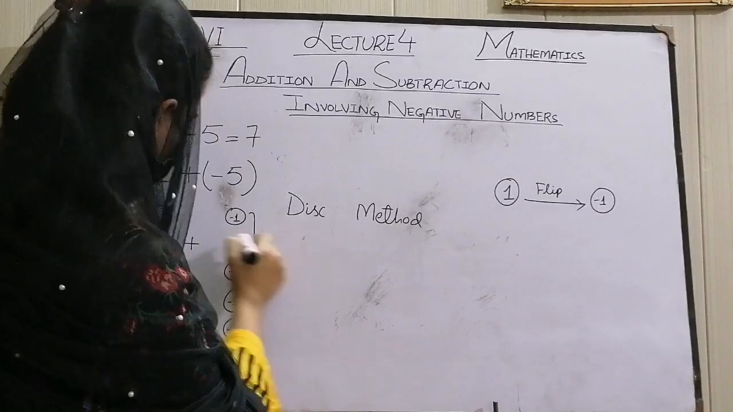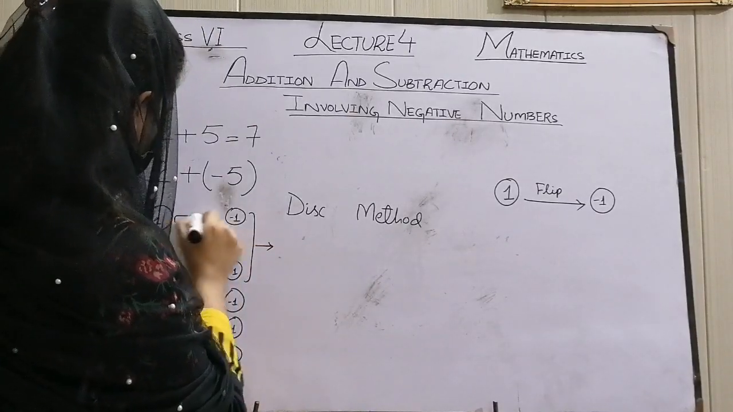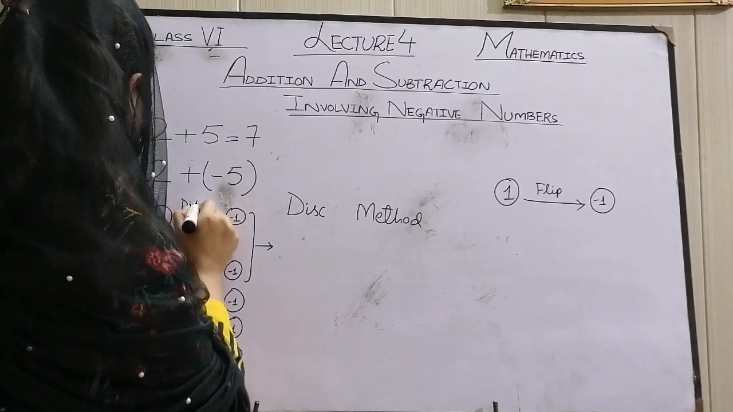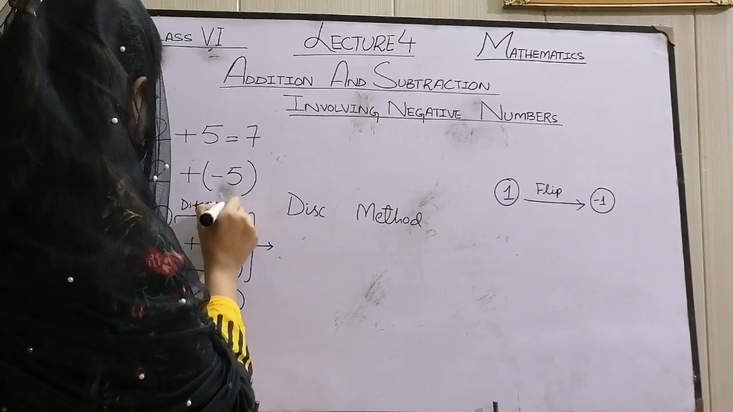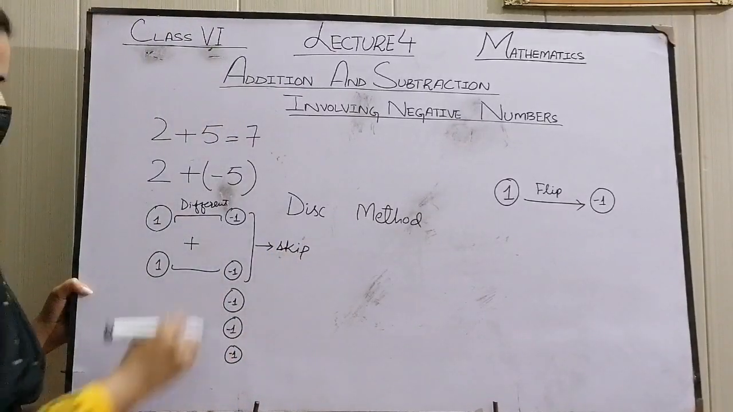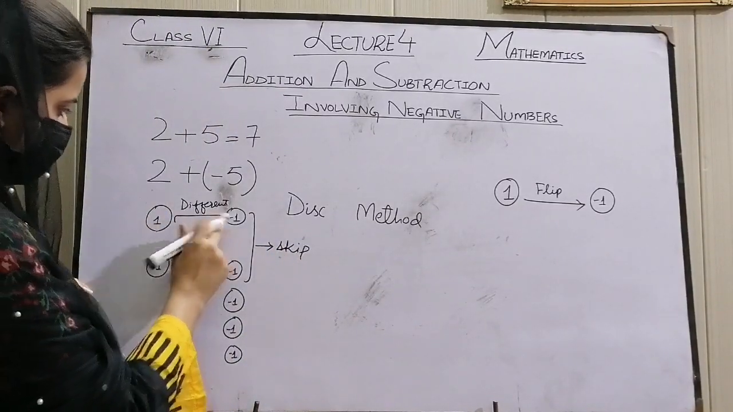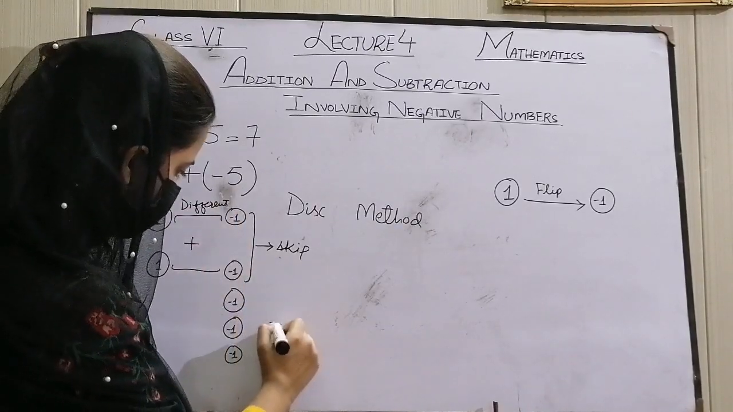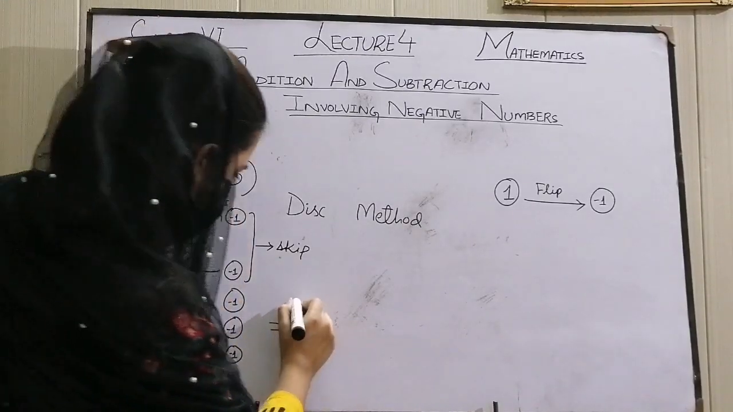Skip the disks which are different. These are different, so we will skip the disks which are different. These are different, so we have to skip these disks. Our answer would be these disks.